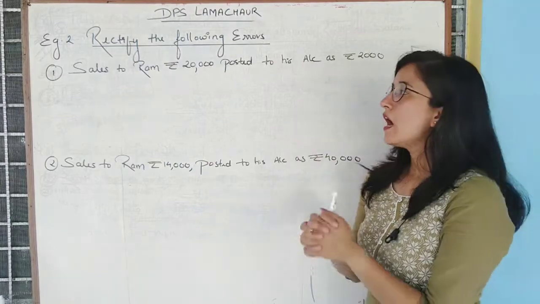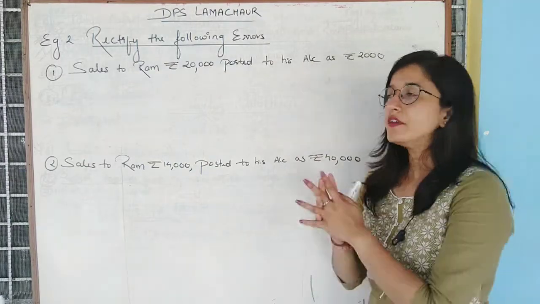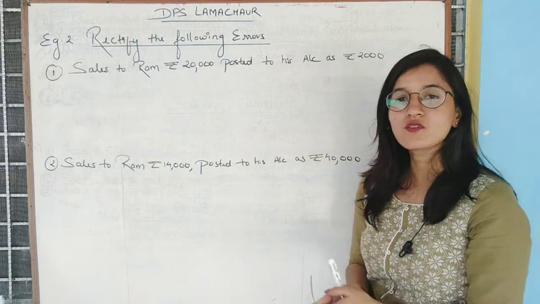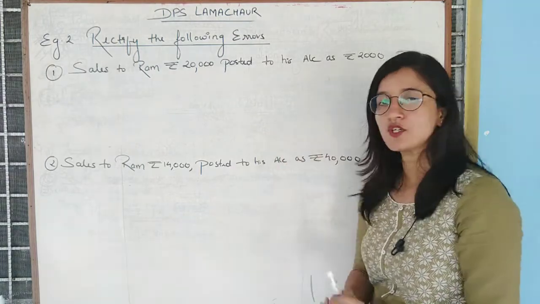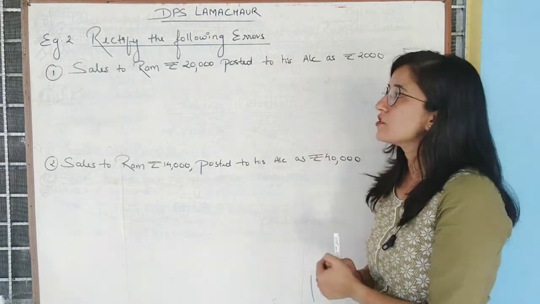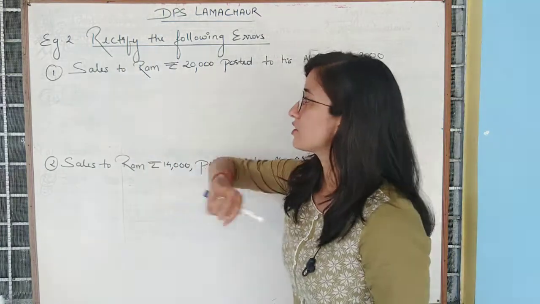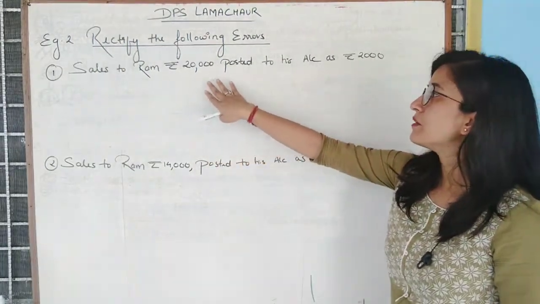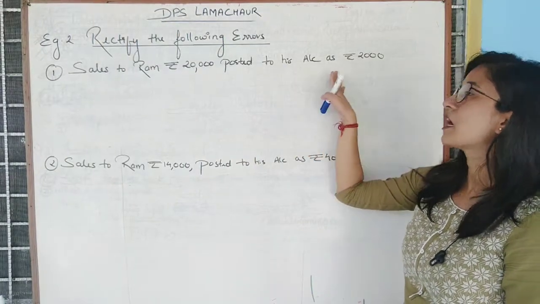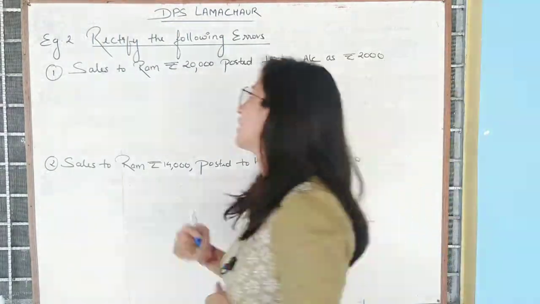Hello everyone. As in the previous session, we have discussed various transactions relating to the rectification of errors. Now in this session, we'll be discussing some more types of errors. So the first transaction is sales to Ram rupees 20,000 posted to his account as 2,000.